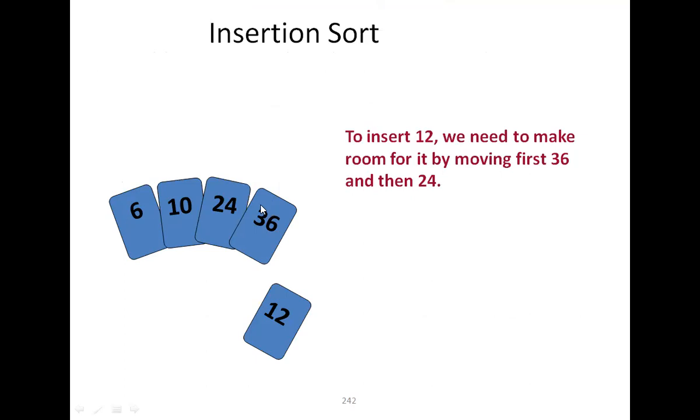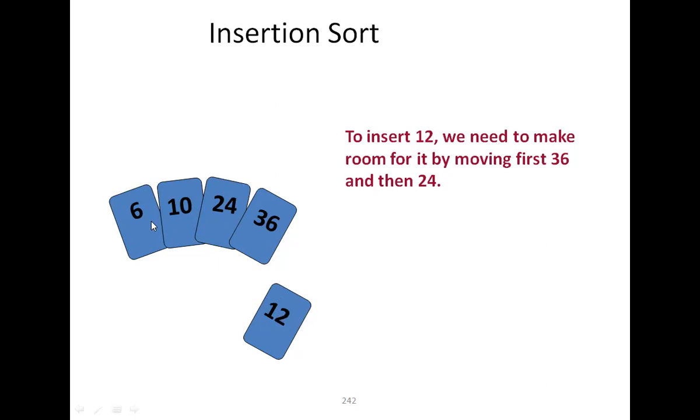Let us take an example of how we sort playing cards. Assume that in our left hand we have 4 cards with numbers 6, 10, 24, 36. Of course, 24 and 36 are not available in playing cards, but just for example, assume that these are the 4 cards already in the left hand. And if you observe, these cards in the left hand are already in sorted order. Now the next top card is the card with the number 12.